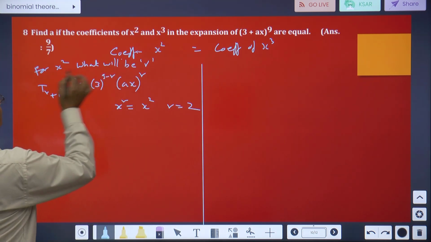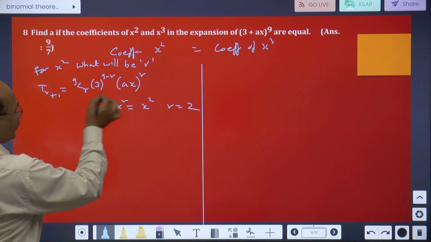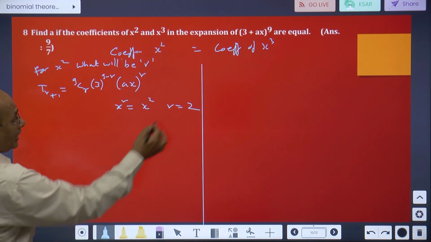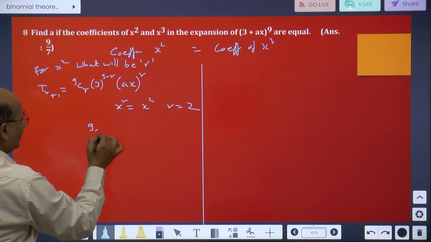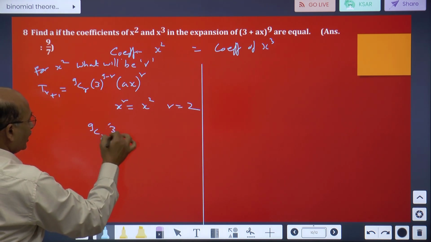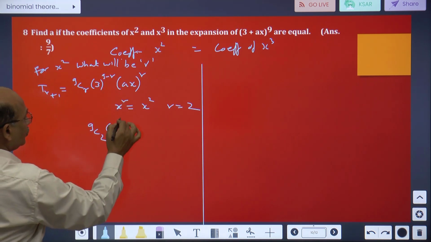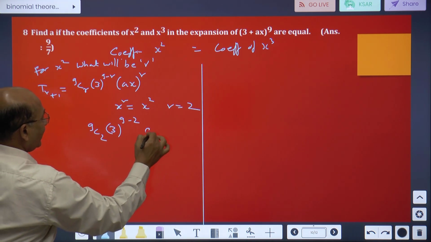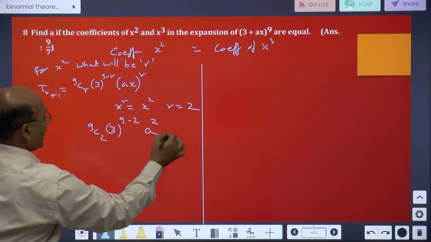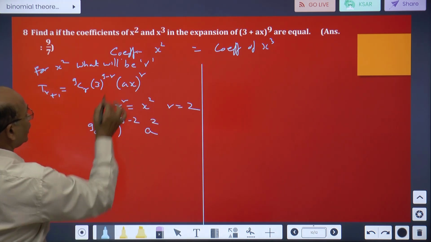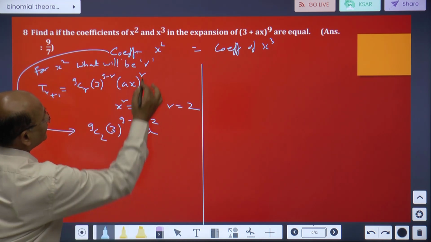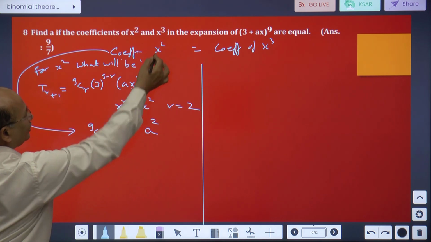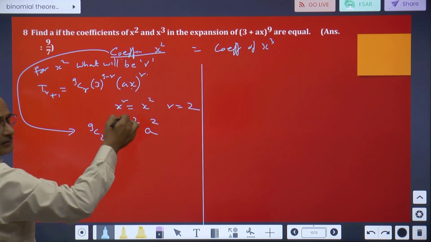So what is the term I am getting? This is the term, coefficient of x raised to 2. So this will be 9C2, 3 raised to 9 minus 2, a raised to 2, and this is the coefficient of x square, because x raised to 2 will be there. So I don't write x, it is the coefficient of x square.